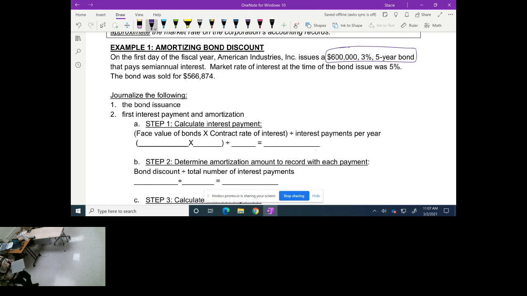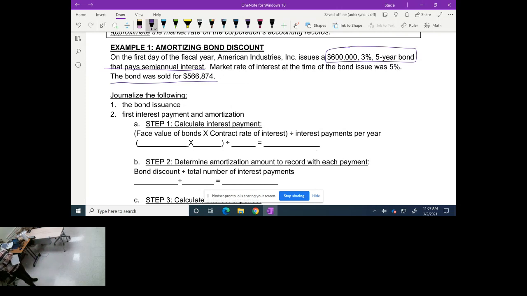So when the corporation sells this particular bond to an investor, they're saying, we're going to pay you 3% interest, and it's semi-annual, so that's part of it too. 2 times a year, and at the end of 5 years, we're going to give you $600,000 back, or whatever increment they bought. The market rate of interest at the time this particular bond was issued was 5%, so it's higher. So they're going to have to sell their bond at a discount to get investors to buy the bonds. So the bond was sold for $566,874.